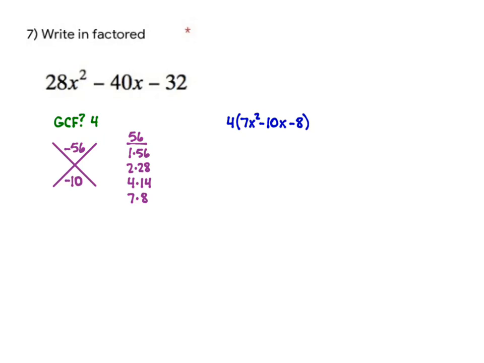Well, out of these, which one can give me a 10? We can see that the 4 and the 14 can somehow make up a 10. So I'm going to put those numbers down. It's going to be 4 and 14.